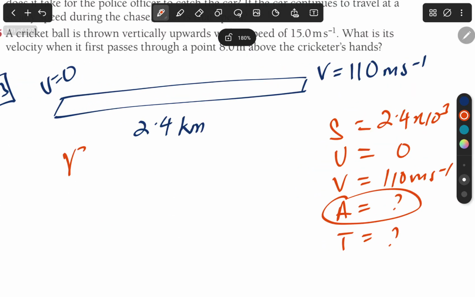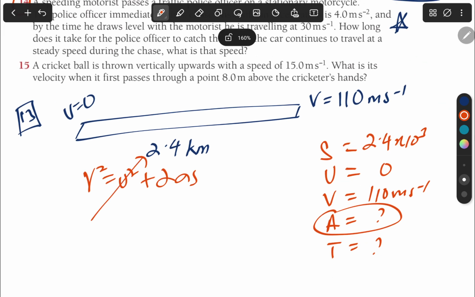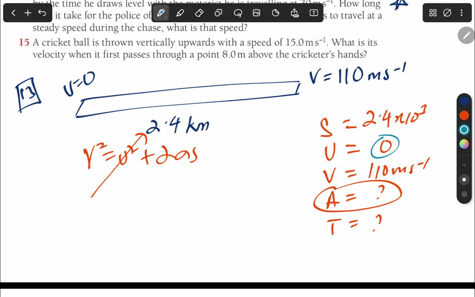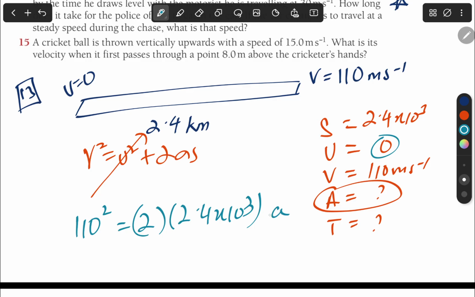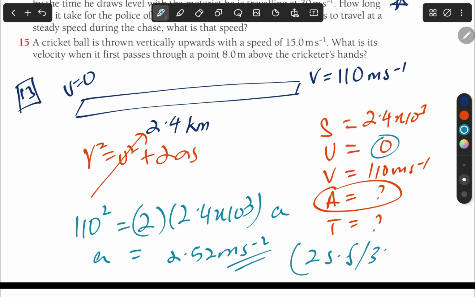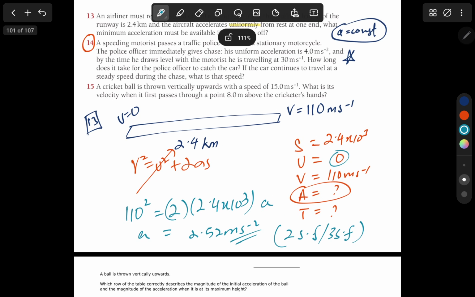So we have v squared equals u squared plus 2as. Now your u squared will cancel out, because u is 0. Then you will have 110 squared equals 2 times 2.4 times 10 to the power of 3 times a. So let's calculate a. You can pause and try each question as well. That gives me 2.52 meters per second squared. Remember, in the exam, write your answer to 2 SF or 3 SF, otherwise marks will be deducted.